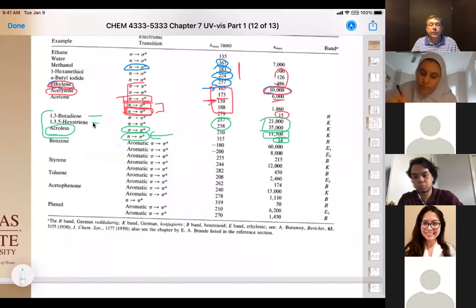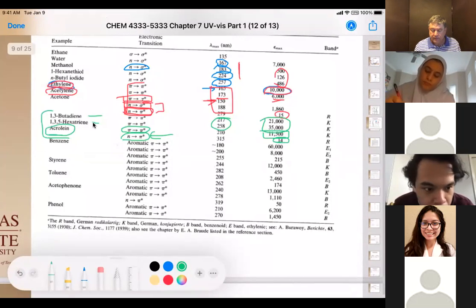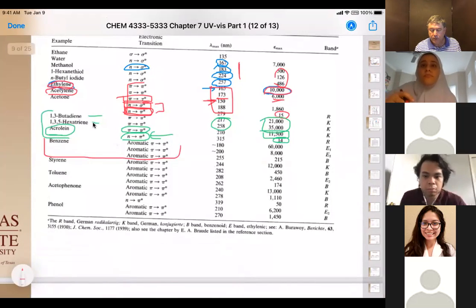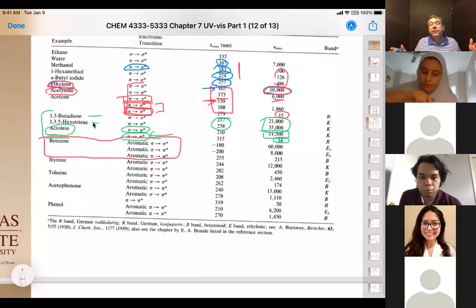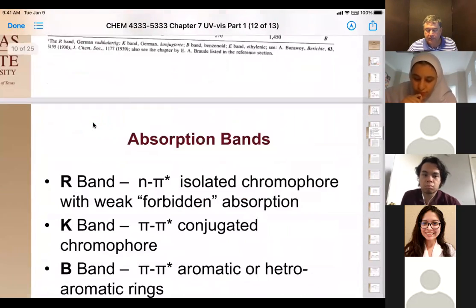Okay, so we have different kinds of bands. So that's why when you look at benzene, it has all these different peaks here. We have all these aromatic, and they're all pi to pi star, but they all have different energies and they all have different extinction coefficients because they are given rise for different types of bands. Okay, so let me actually go up a slide and define the bands.